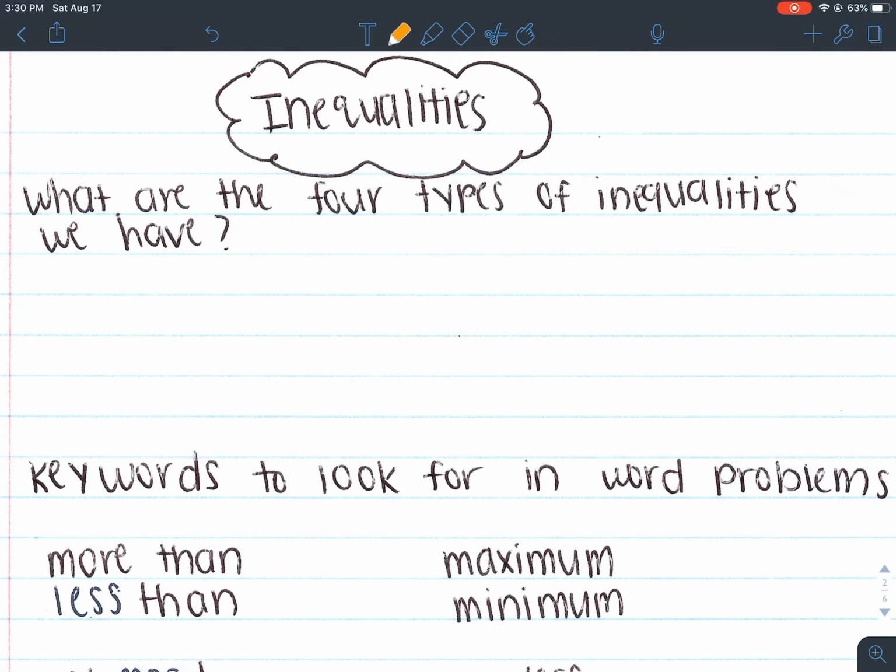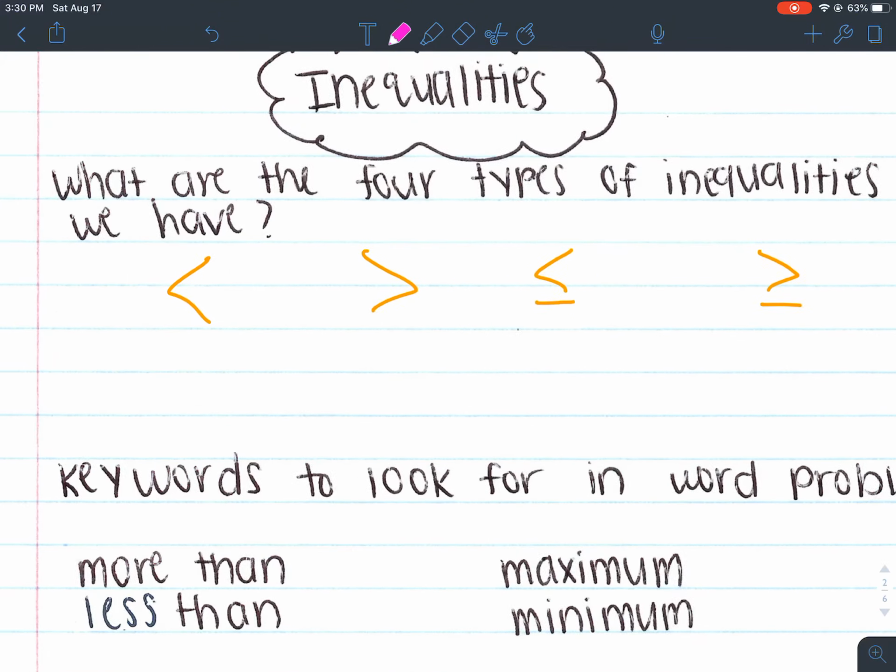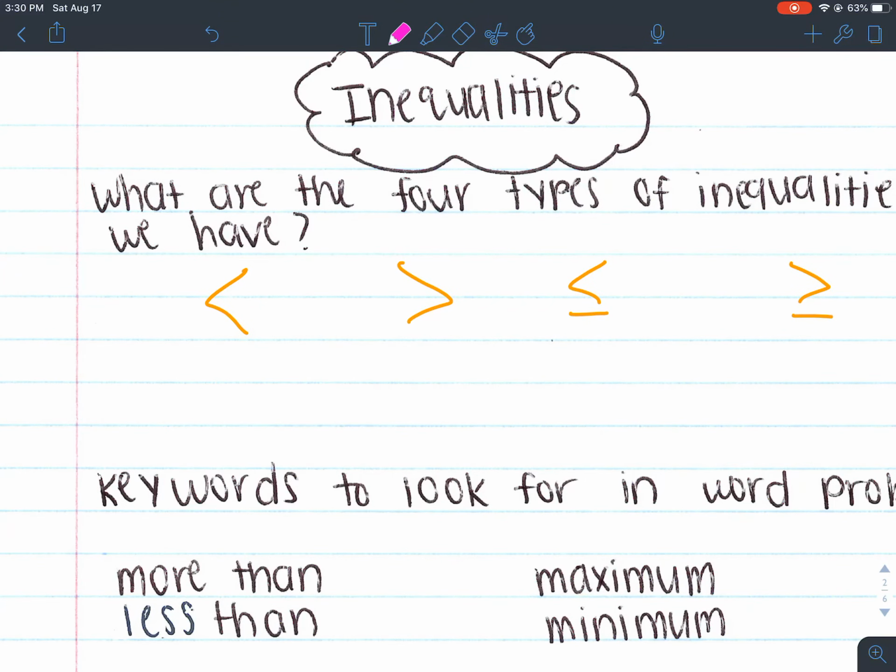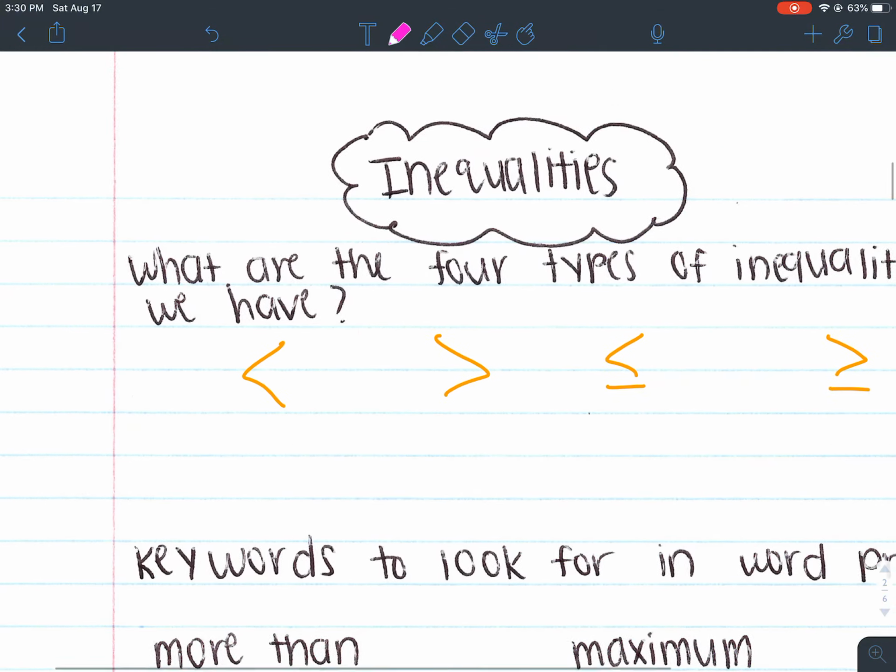Alright, inequalities. What are the 4 types of inequalities we have? There are 4. You probably don't even know what an inequality is, but you've seen them. You've seen them since probably first grade, okay? Inequalities include these symbols. And you're like, okay, I've seen those before. So now I ask you, what are their names? Well, you know that there's probably a less than, a greater than, a less than or equal to, and a greater than or equal to, but you're like, I don't really remember which one's which.